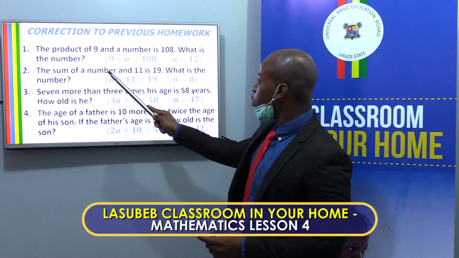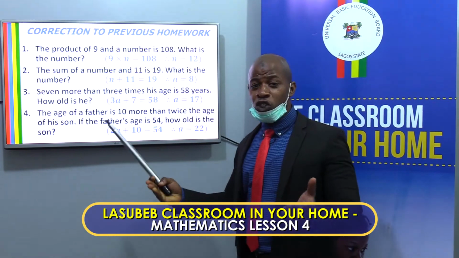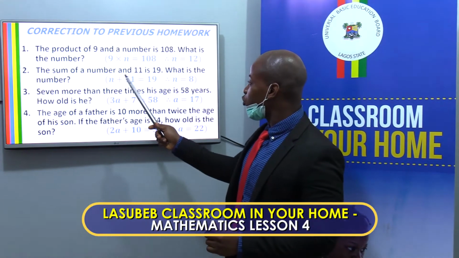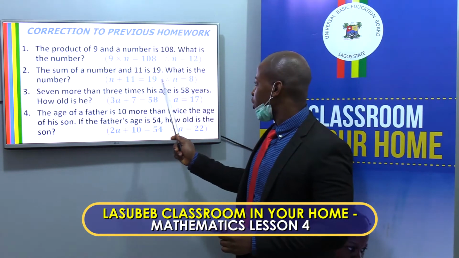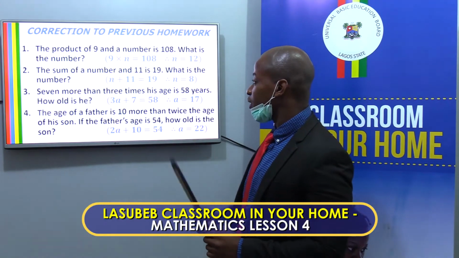Number 2 says the sum of a number and 11 is 19. Of course, you know that sum means addition. So that means that if I add 11 to a number, I will get 19. In this case, n is 8 because 8 plus 11 is 19.